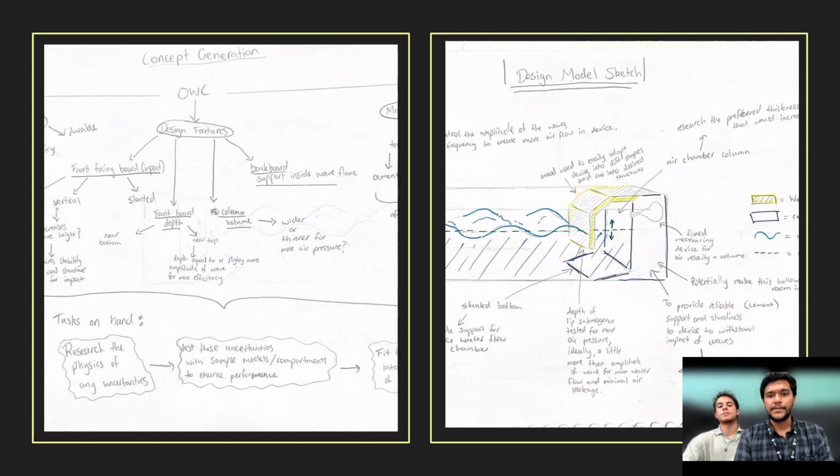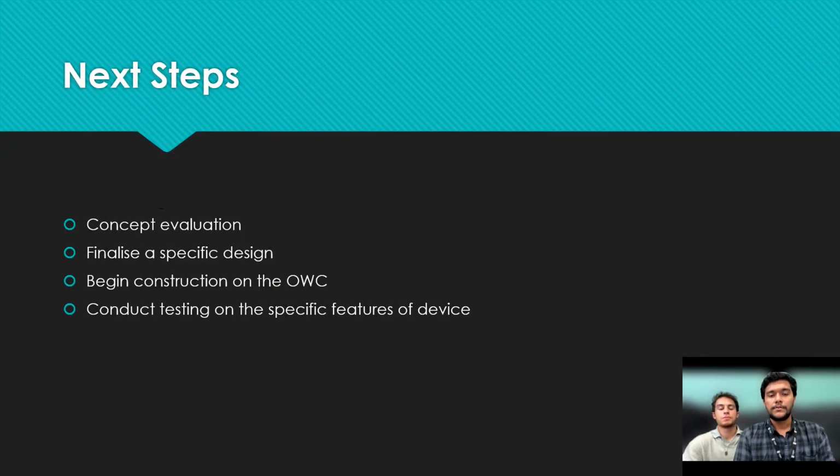So, this was a presentation about the prototype of the oscillatory water column. The next steps that we will take is to test various features of a model that are evident in our concept generation to see which design works best and is most functional so we can implement that in a final design. We hope that you liked our presentation.